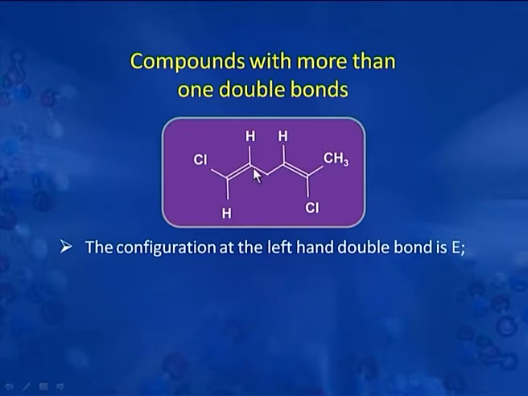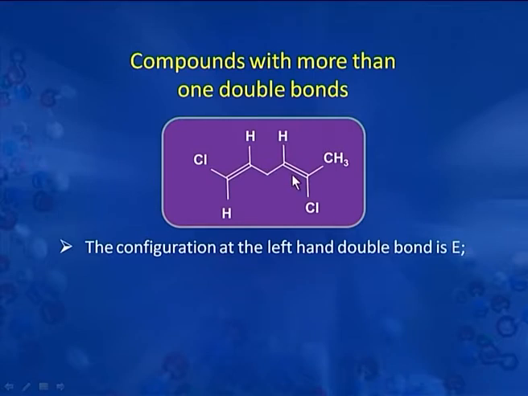Let us look at this molecule. Across this carbon-carbon double bond, the two groups on this side are chlorine and hydrogen, and chlorine gets the higher priority. And on this side, one hydrogen and one CH2 group. Obviously, the CH2 group is a higher priority. So this higher priority group and this higher priority group are across the double bond. So, the configuration across this double bond is E.